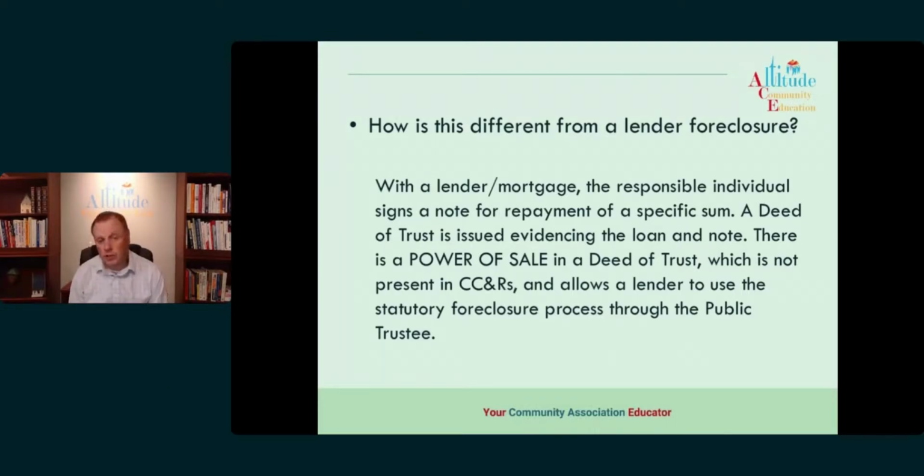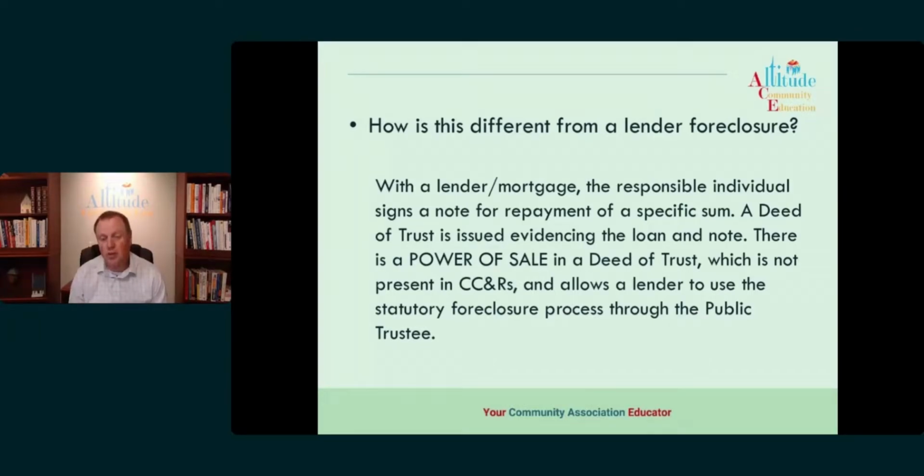With a lender mortgage foreclosure, the responsible individual signs a note for repayment of a specific sum. So when you buy that house, one of those 57 documents that you are signing is going to be a note for repayment. A deed of trust is then issued, evidencing the loan and the note, and there's a power of sale which is contained inside that deed of trust. So inside one of those documents you signed, the deed of trust, there's a power of sale. What that allows to have happen is that if you default on what you are supposed to be paying, then the public trustee, on behalf of the mortgagee, can initiate the foreclosure sale.